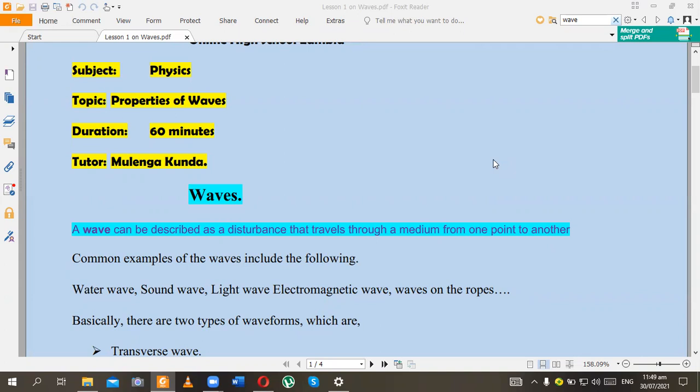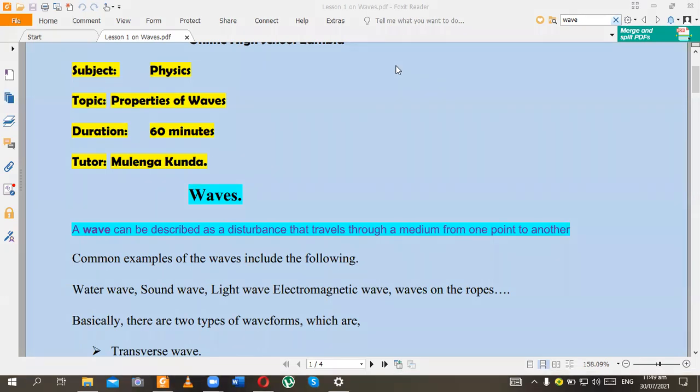I welcome you all to today's learning. We're going to look at a new topic that I've chosen, which is waves. General properties of the waves.